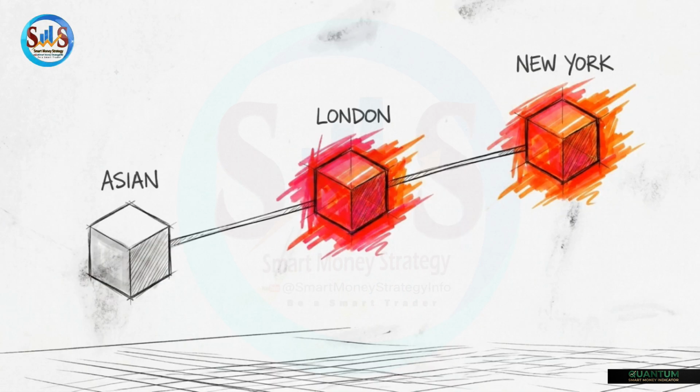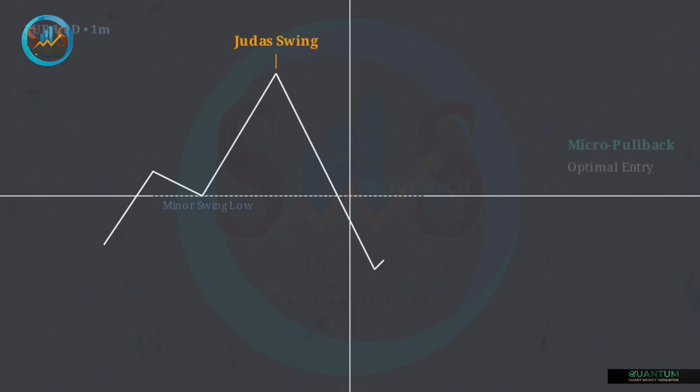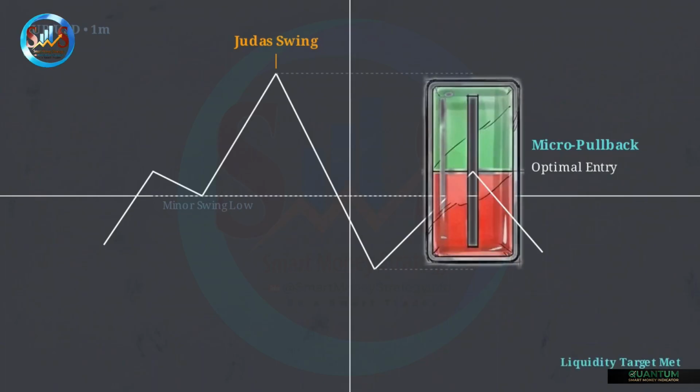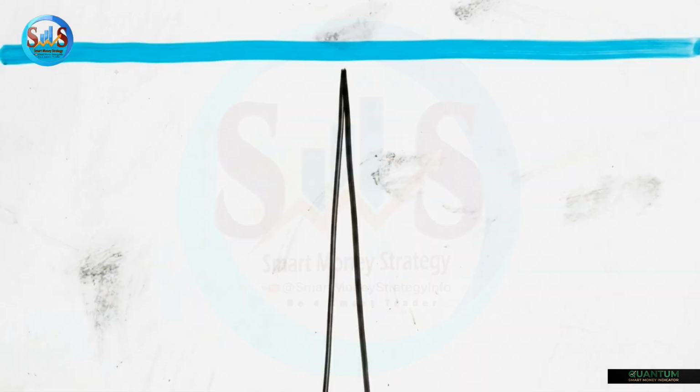Step 2. Exercise strict patience for the Asian accumulation phase. Anticipate a violent stop hunt precisely at the London or New York session open. Step 3. Verify that this violent upward sweep makes direct contact with an unmitigated order block sitting just behind the retail illusion. Step 4. Drop to the 1-minute chart. As shown here, the entry executes on the micro pullback following the structural shift. Your risk parameters are now protected by institutional structure. The protective stop loss must sit safely beyond the absolute highest extreme of the engineered Judas swing wick.